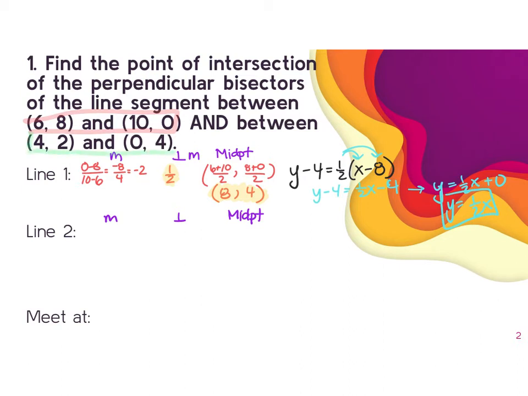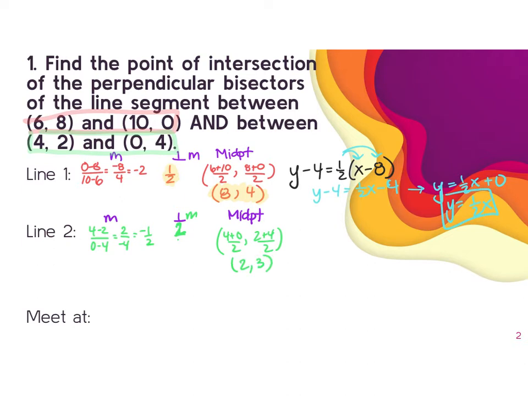Line 2 is using these two ordered pairs, (4, 2) and (0, 4). We need to find the slope. So we're going to do the change in y's, 4 minus 2, over the change in x's, 0 minus 4. And we get 2 over negative 4, which is the same thing as negative 1/2. So the perpendicular slope is positive 2. Our midpoint, we're going to add the x's, 4 plus 0, divided by 2, add the y's, 2 plus 4, divided by 2. Our midpoint is (2, 3).